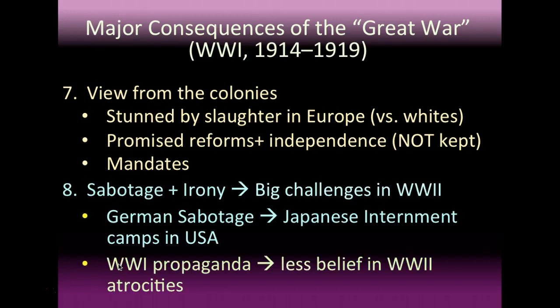The sabotage that was conducted during the Great War ended up being a really big challenge for World War II. For example, the German sabotage during World War I led people to freak out over anyone Japanese during World War II because America was at war with Japan. Japan attacked Pearl Harbor, which is in Hawaii in the United States. And as soon as that happened, Japanese people or anyone in America of Japanese descent was gathered up and stuck into internment camps, which were uncomfortable, to put it mildly.